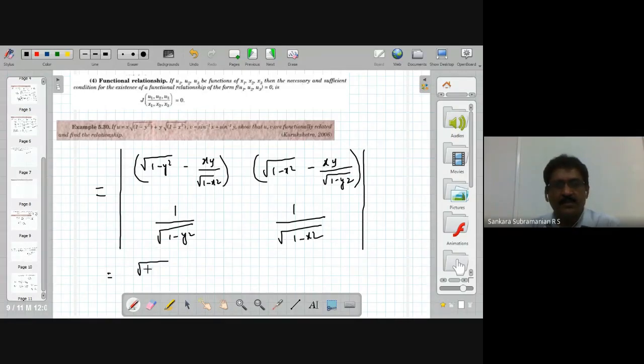I will be getting root of 1 minus y square by square root of 1 minus x square. The second term will be minus xy by square root, will be cancelled. I will be getting 1 minus x square. Minus, if I multiply this, you get square root of 1 minus x square by square root of 1 minus y square, and already there is a negative sign, so plus xy divided by 1 minus y square.